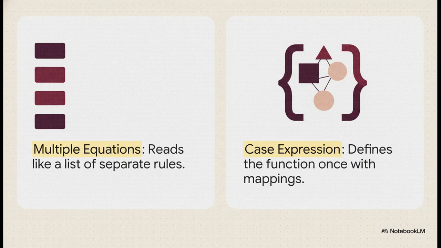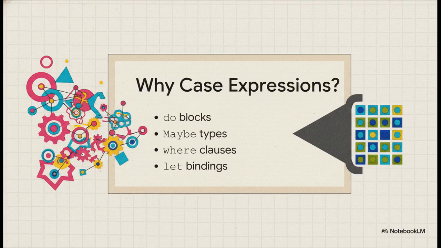On the flip side, Ang notes that some developers might prefer to rewrite this into a single case expression. In that style, you define the function just once. getPandocVerbosity v equals case v of, and then you list all the mappings underneath it. The thing is, both approaches achieve the exact same technical outcome, mapping an integer to a verbosity state. So why would you choose one over the other?